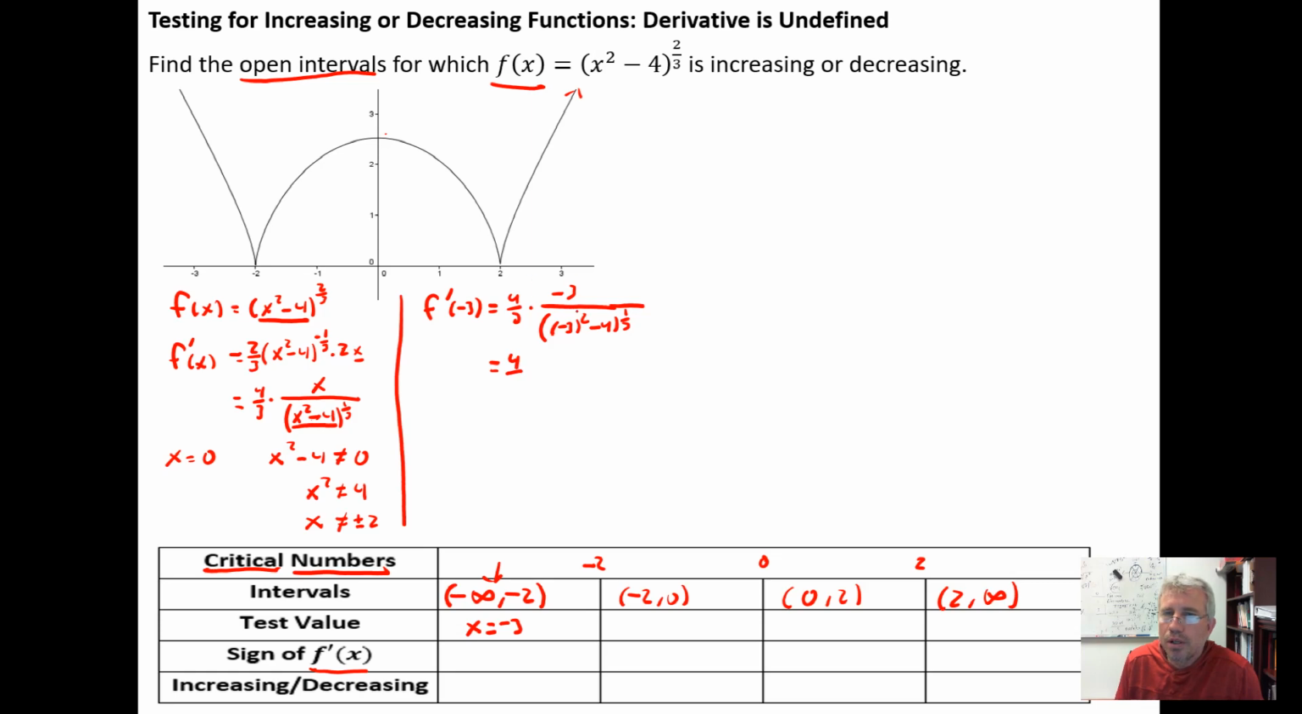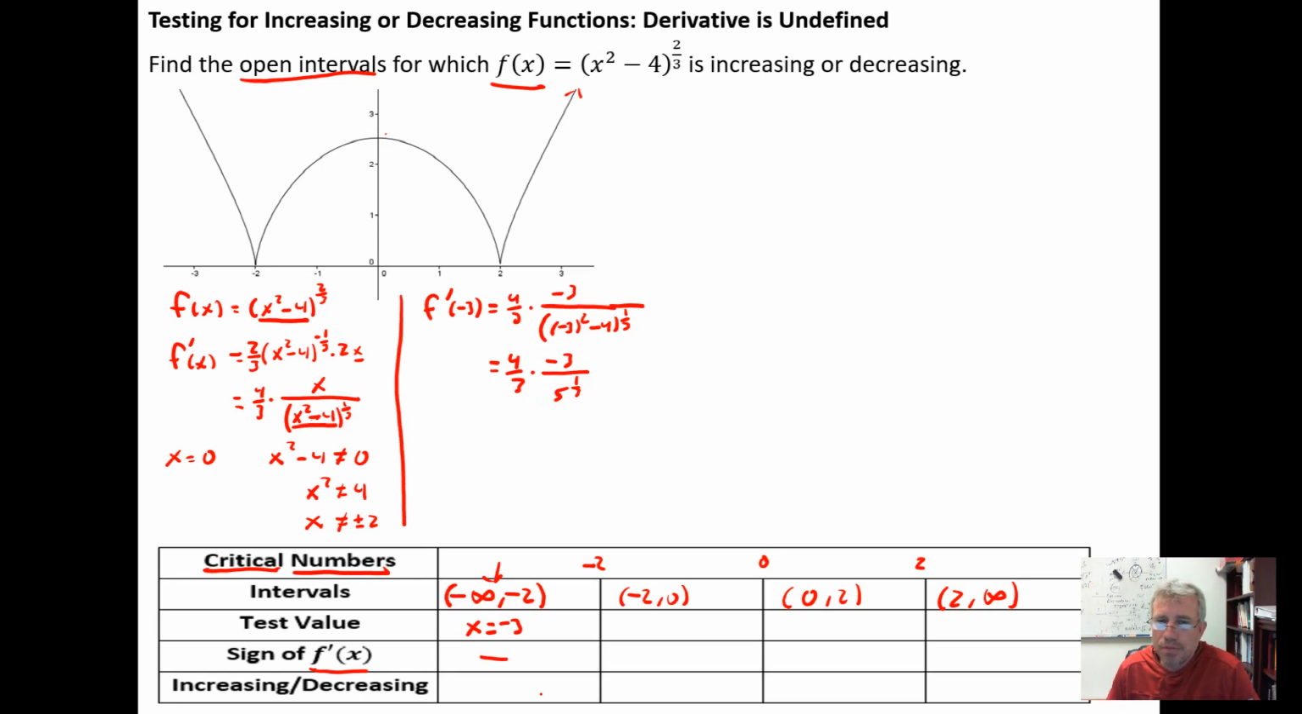So we work through simplifying it until we get to a point where we know whether we have a positive or negative number. So here I have -3 squared is 9. 9 minus 4 is 5. I have 5 to the 1/3. And right now I'm in a position to determine the sign of the number. 4/3 is a positive number, times -3 is a negative number, so positive times negative is negative, and 5 to the 1/3 power is a positive number. So I have positive times negative divided by positive is going to be a negative number.